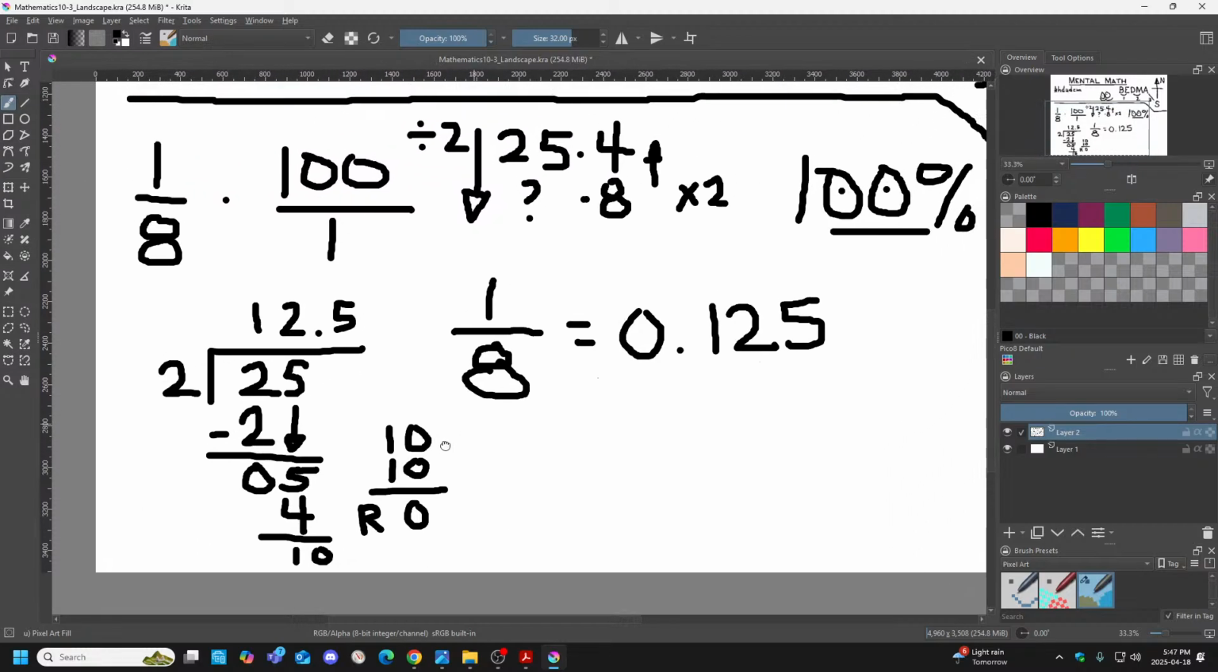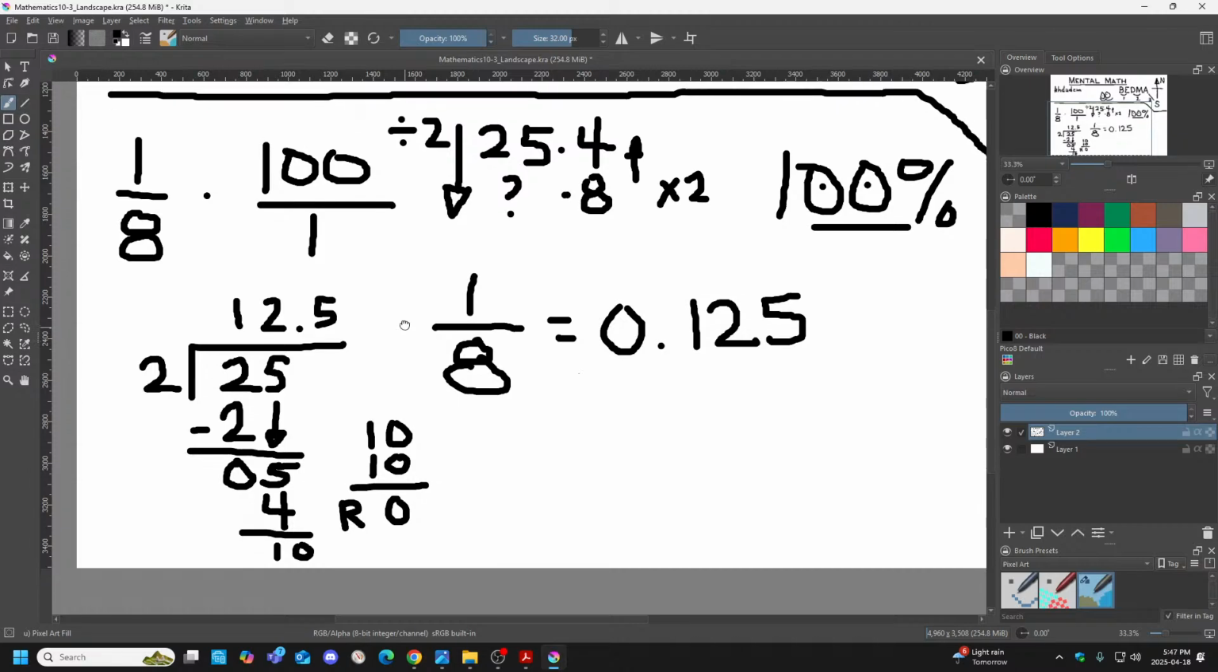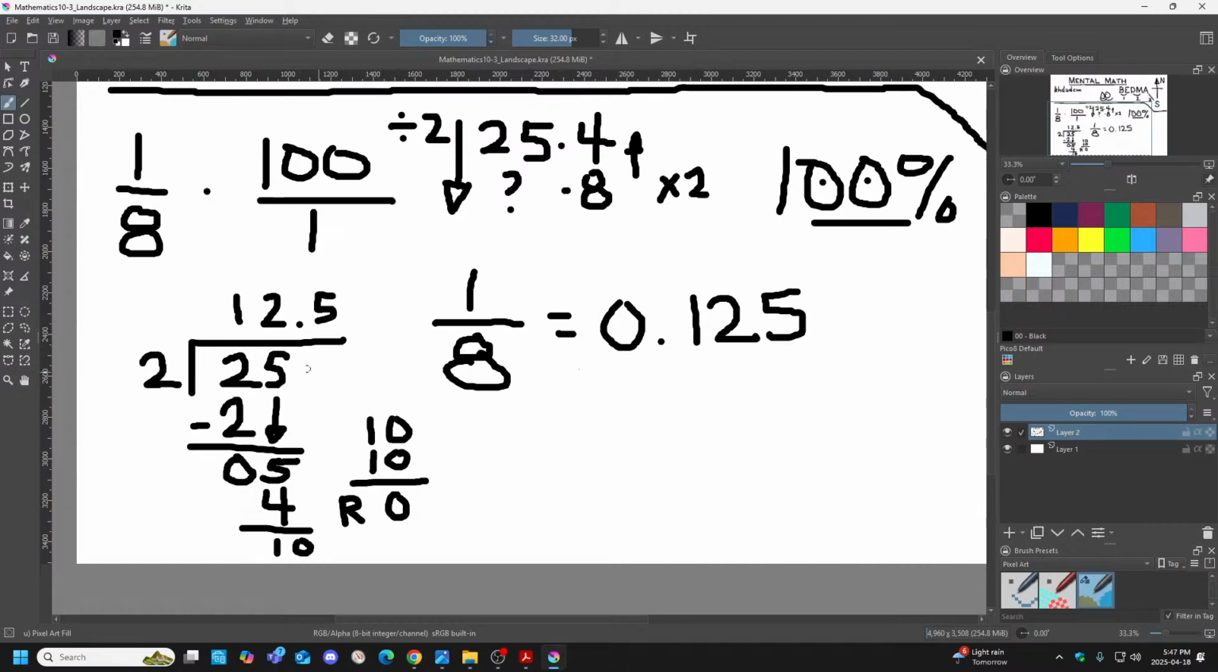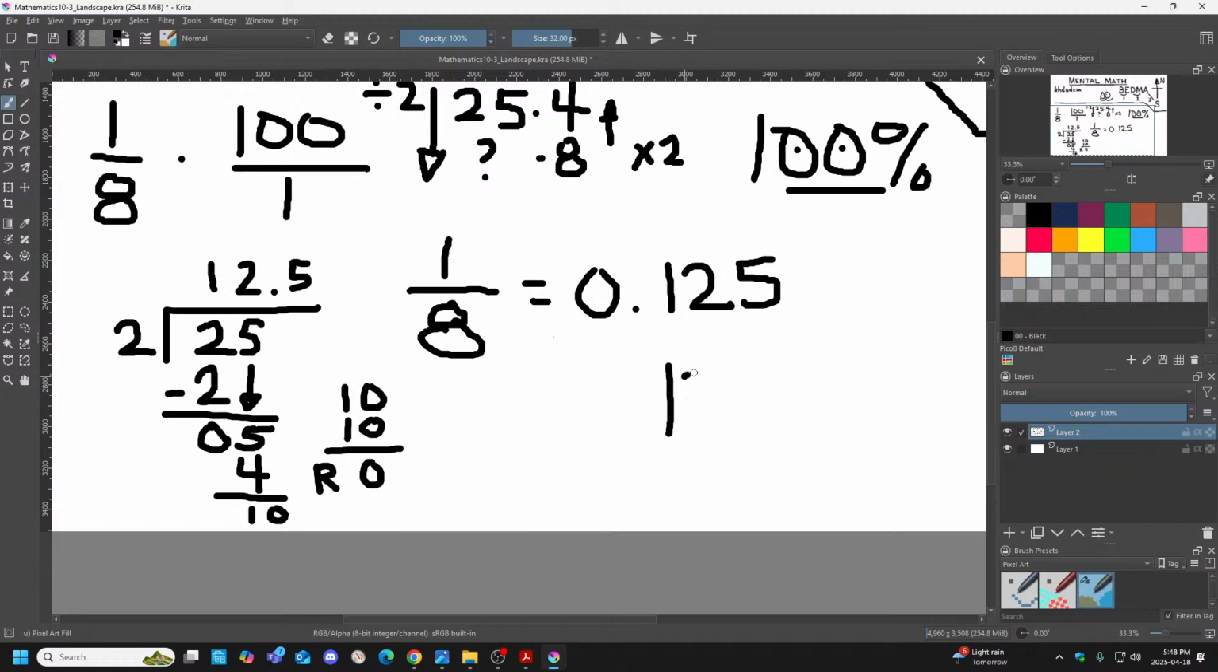Okay? So check it out. Look at the pattern here. So we just went 25 divided by 2. Look at it. We have 125. 125. There's the pattern. The only thing that's different is the decimal's just in a different position, guys. Right? The number 125.